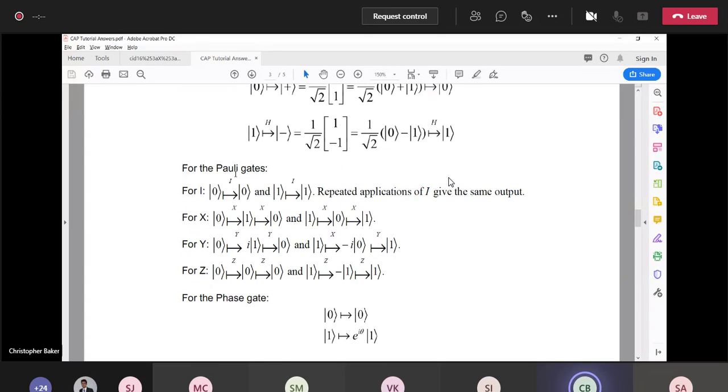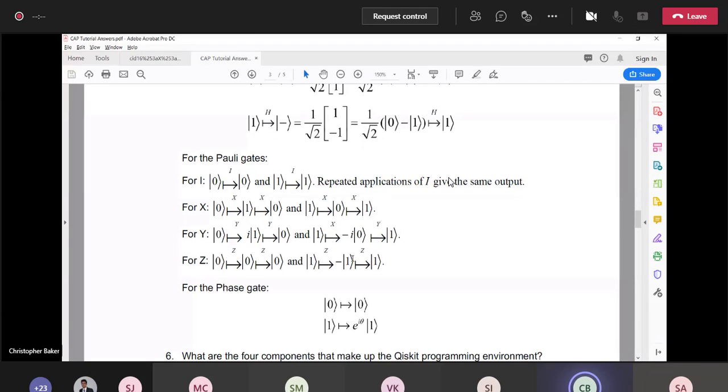The Pauli gate for I always stays the same. X: 0 goes to 1, apply again, goes back to 0. For 1, it goes to 0 and back to 1. It's oscillating between the two for the repeated applications of X. For Y, 0 goes to i|1>, which goes back to 0. 1 goes to negative i|0>, which goes back to 1. And for Z, 0 goes to 0, and 1 goes to negative 1, and another application of the Pauli Z gate goes back to 1. The phase gate: 0 goes to 0, and 1 goes to e to the i theta times 1, where theta is your angle.